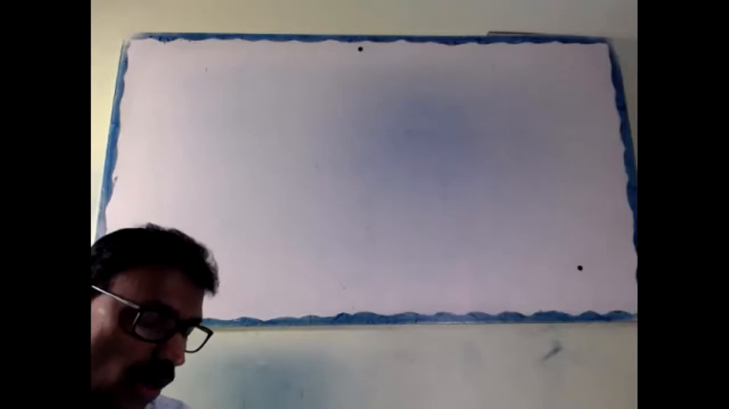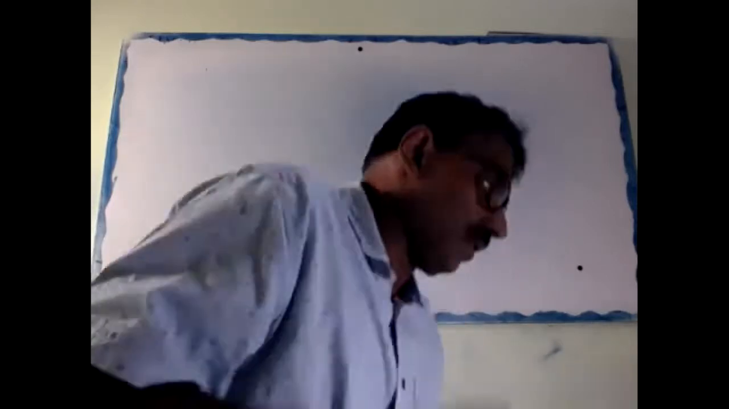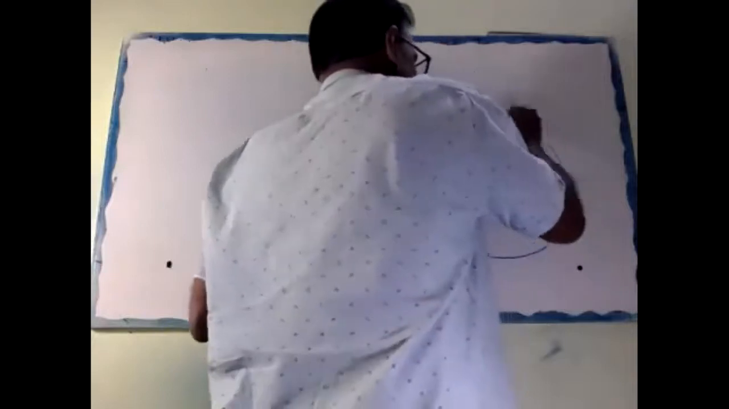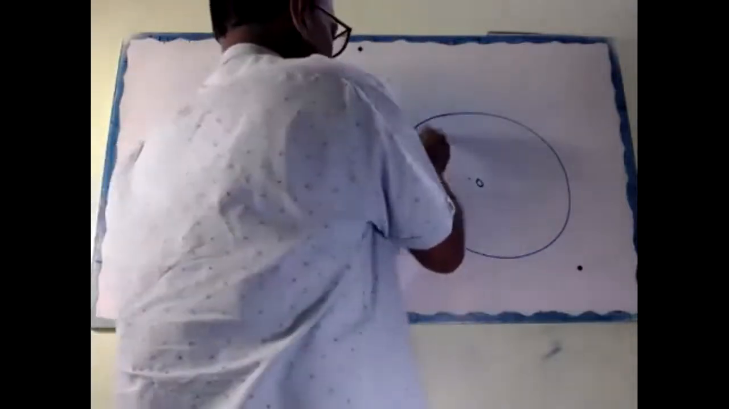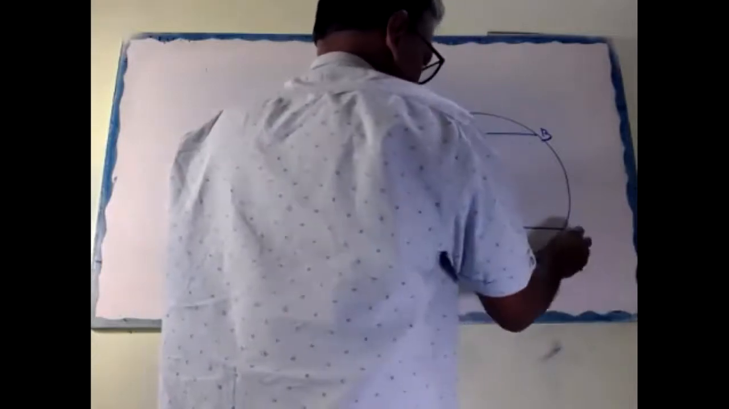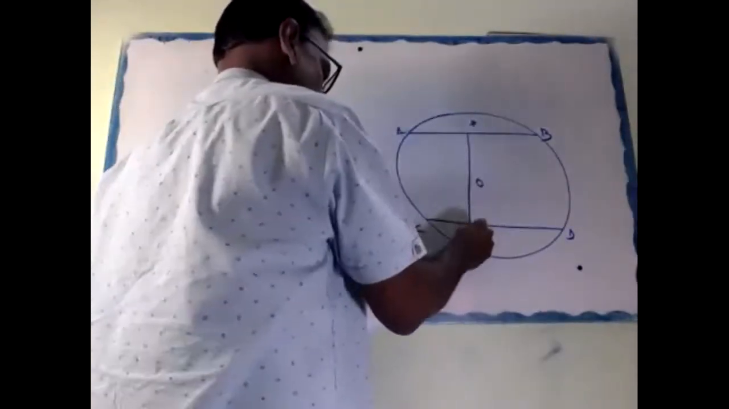In figure, O is the center of the circle of radius 5 cm. OP perpendicular to AB. OQ perpendicular to CD. AB parallel to CD. AB 6 cm. CD 8 cm. Find PQ. Okay, look at here. This is AB, CD here. This one, AB here, P. This is Q.